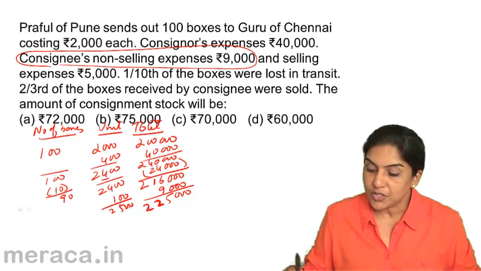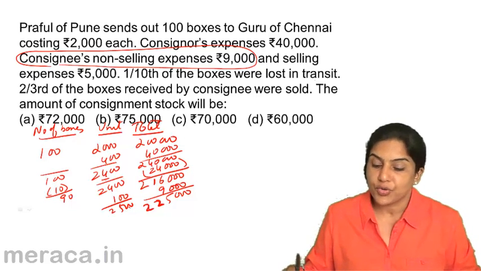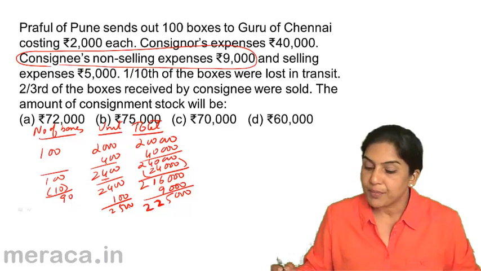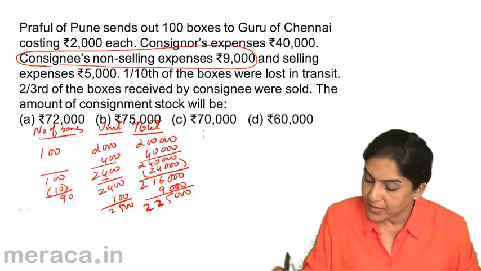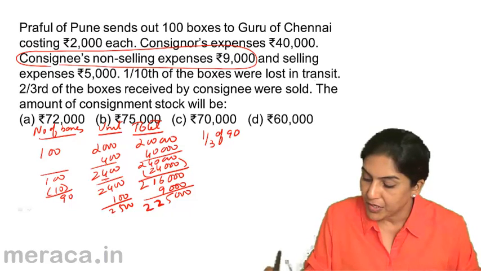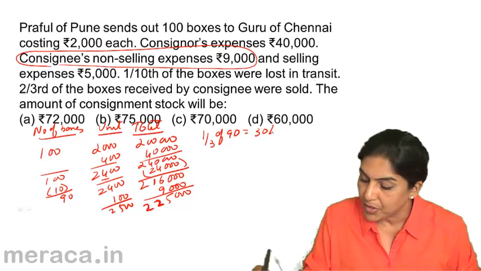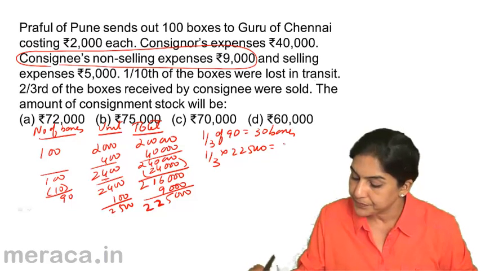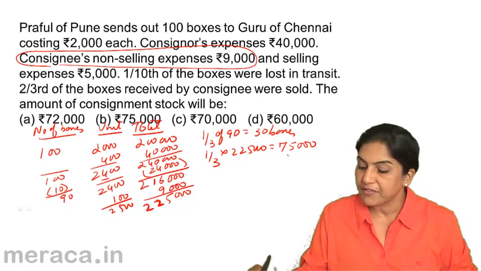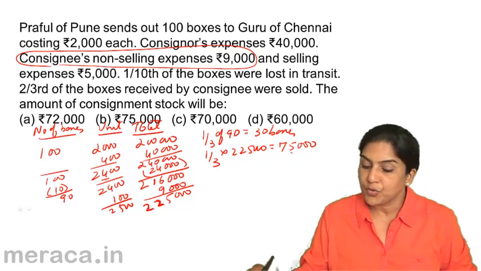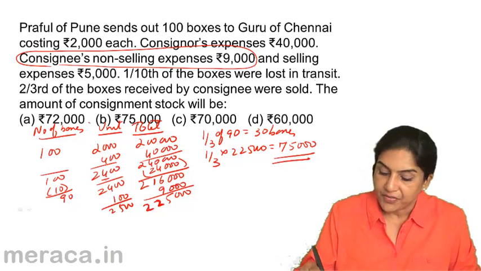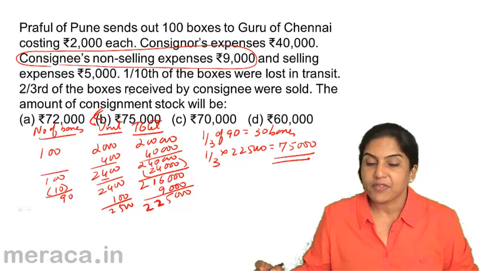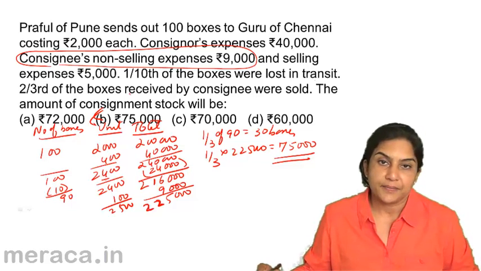Two-thirds of these boxes are sold. So what is remaining is only 1/3. So what is the amount of consignment stock? 1/3 of 90. We are talking of 30 boxes. And what is the cost? 1/3 of 2,25,000, which is nothing but 75,000. So what is the value of consignment stock? It is 75,000. Option B, 75,000 should be the correct answer.